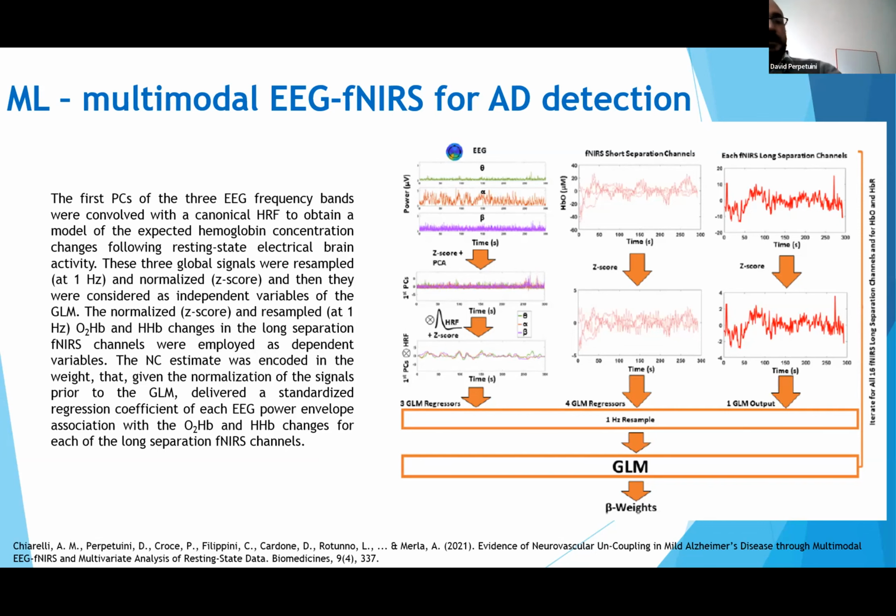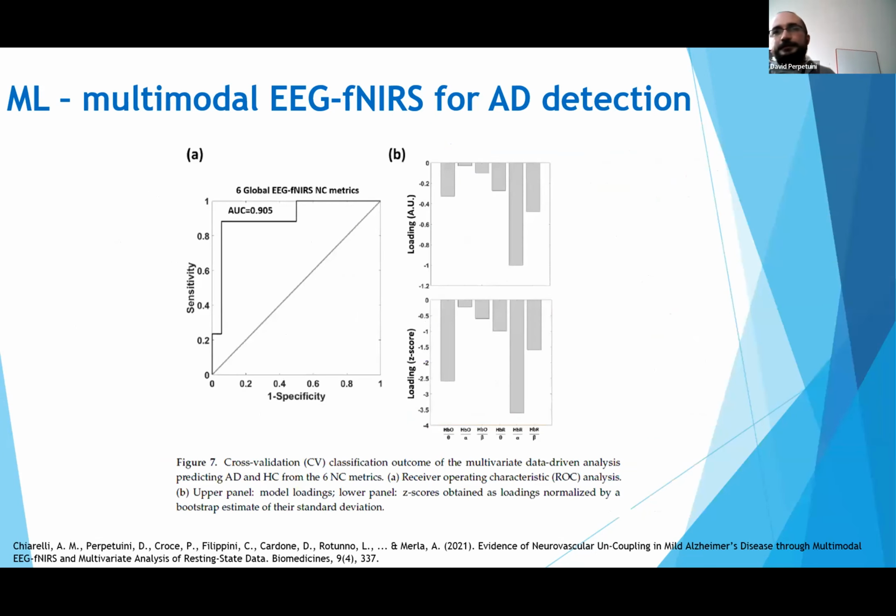And we can see that we can increase the capability of these neuroimaging techniques to discriminate the AD patients from healthy controls. The metrics employed are hence the coupling between some frequency band of the EEG signal and the hemoglobin forms, that is oxyhemoglobin and deoxyhemoglobin. In these cases, we reached an area under the curve of 0.9, which is quite high.